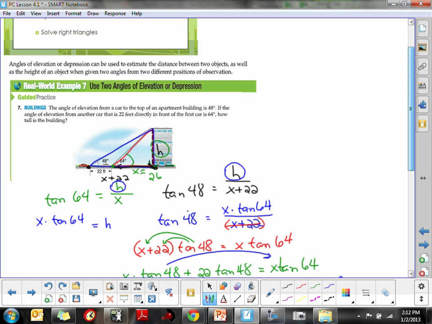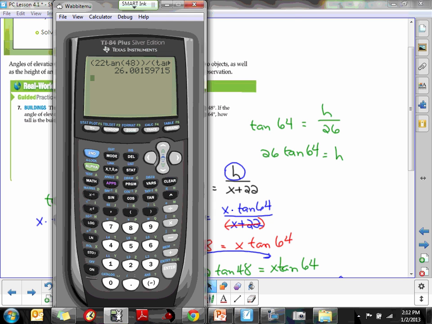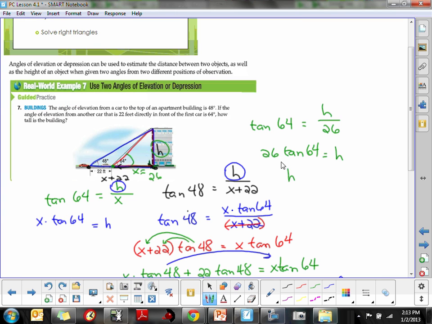So if we use 64, that's the opposite over adjacent, so the tangent of our 64-degree angle would have to equal the height of the building over 26, which means the height of the building has to equal 26 times the tangent of 64. So we'll do a little calculation on it. It's 26 times, and if you wanted to use that answer, you'd be a little bit more precise, but since it's rounding off so small anyway, I'm not going to worry about it. And the tangent of 64, parenthesis, enter. So the height of the building is approximately 53.3 feet tall.